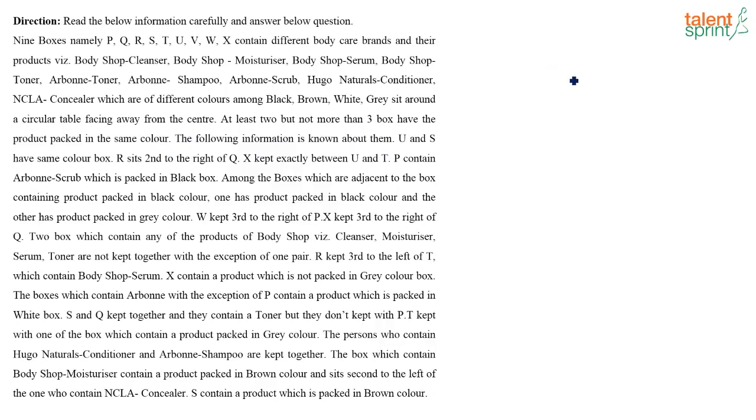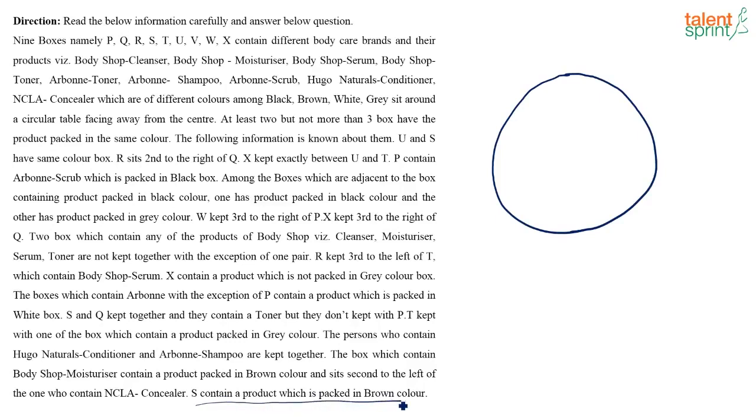They are all kept around a circle, and then what is said: U and S have the same color box. And if you see the last statement, S contains a product which is packed in a brown colored box. So what can I say? I can say U and S are both brown in color. That is one piece of information I am able to make out from what is given. Then U and S have the same color, okay, I have used that.